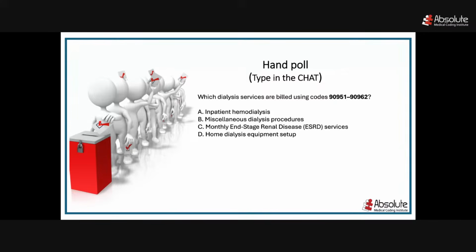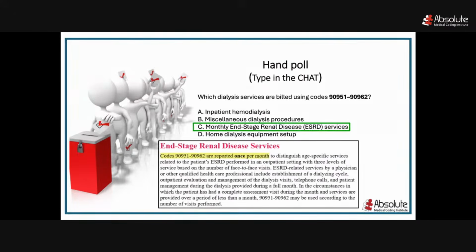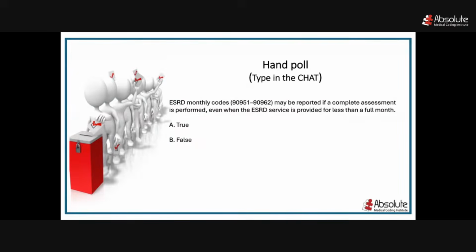And you all are going with option C, and that's what I see in the chat. If you say option C, I do agree with you. I have full confidence in you all. It is for monthly end stage renal disease, ESRD monthly services. Yes, 90951 through 90962 are reported once per month. They are for monthly services. There you go. Chat is on fire.